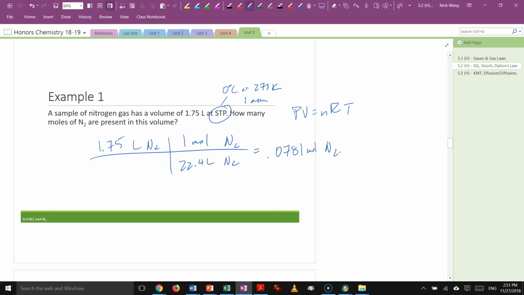And this is kind of nice because you don't have to go through plugging in all these numbers anymore for PV equals nRT, and instead just apply this relationship of 22.4 liters per 1 mole. Again, make sure you recognize, though, you have to have conditions set at STP.